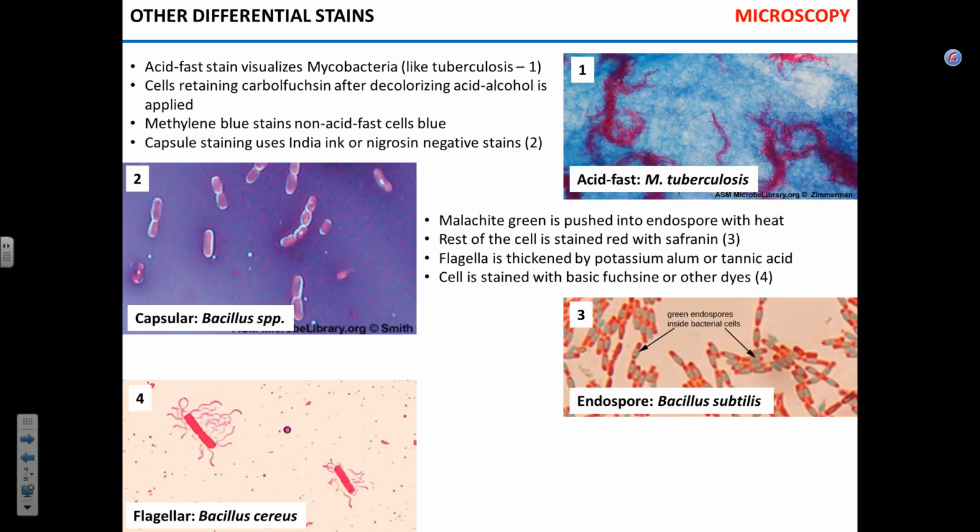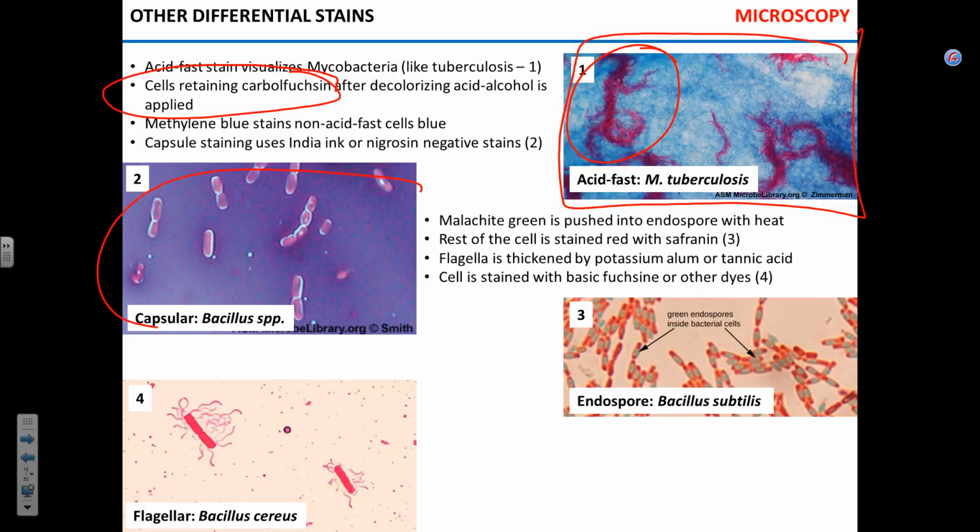Okay. So these are some examples of differential stains. This is acid fast of Mycobacterium tuberculosis. You don't have to know about the mechanism. It works almost the same. The principle is the same as for gram stain, okay? The acid fast cells retain a certain molecule after alcohol decolorization, okay?